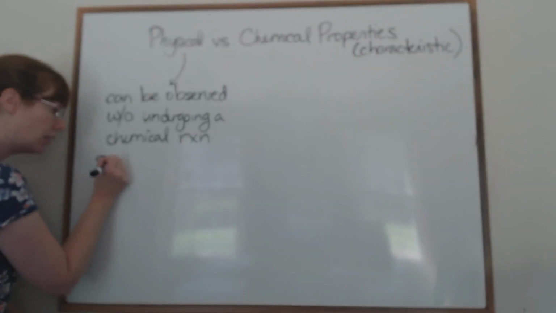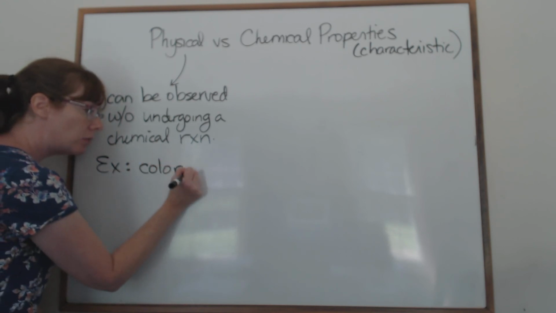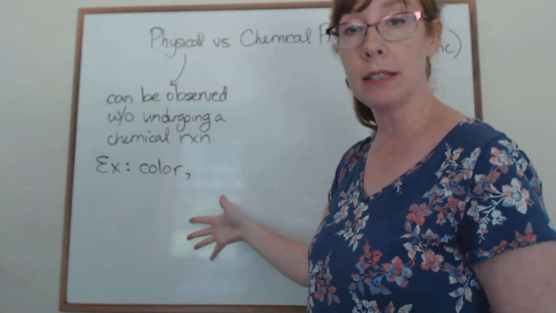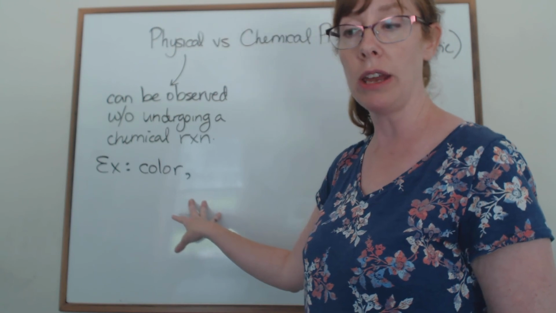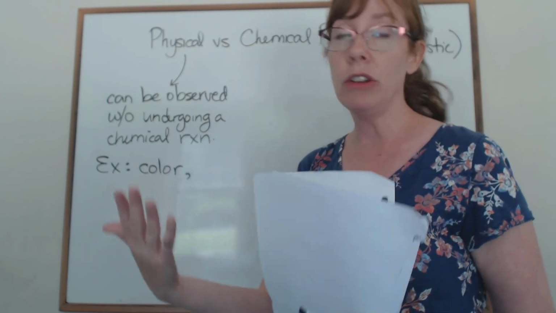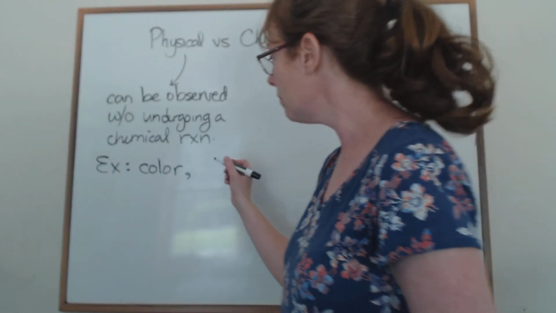Let me give you examples because it will help understand. Color is a physical property. I can observe that this board is white without doing a chemical reaction on it. I can observe that my shirt is blue without undergoing any chemical reactions. It's just a plain old observation.